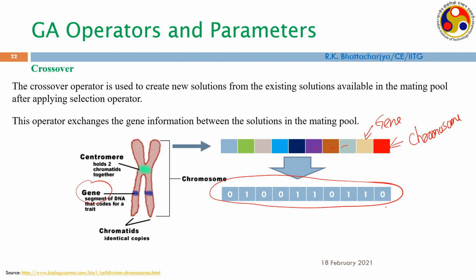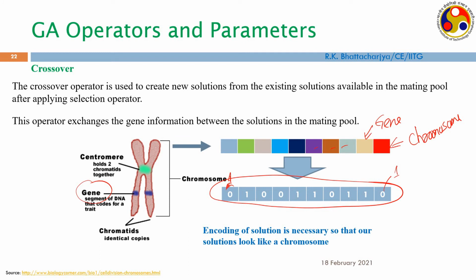Suppose you change this particular gene from 0 to 1. But if you change the gene on the other side, that solution will be a different solution. I will also explain that when I take a numerical value.